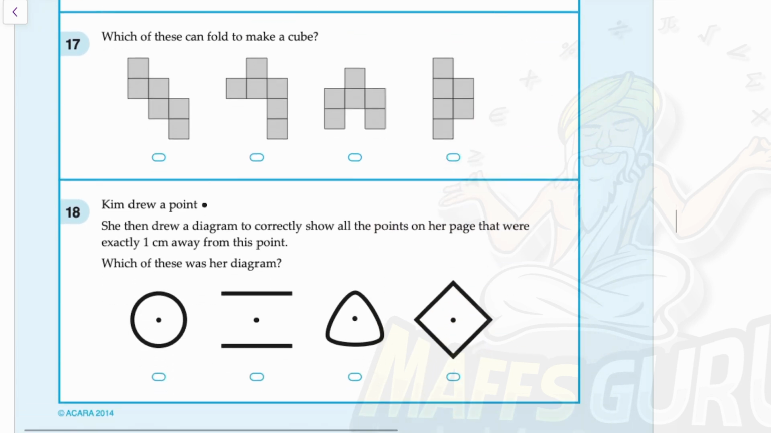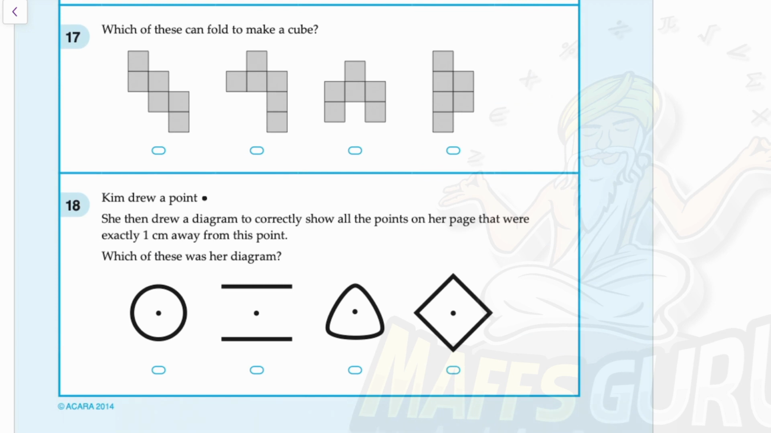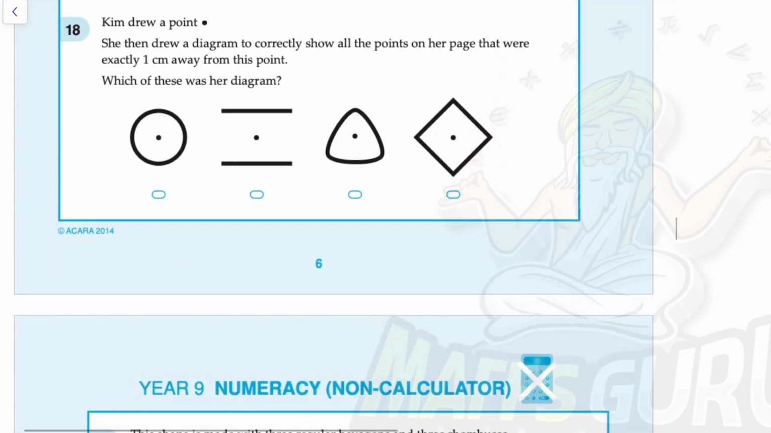Which of these can fold to make a cube. I love this type of stuff. Right, basically, if you try and visualize how this is going to happen, to be honest with you, the only one that's possible is this one here. And I know that because I've spent a lot of time teaching this topic, and there are certain ones that make a cube, and that is definitely one of them. If you were to try and imagine putting any of those into a cube, they're not going to work except the first one.